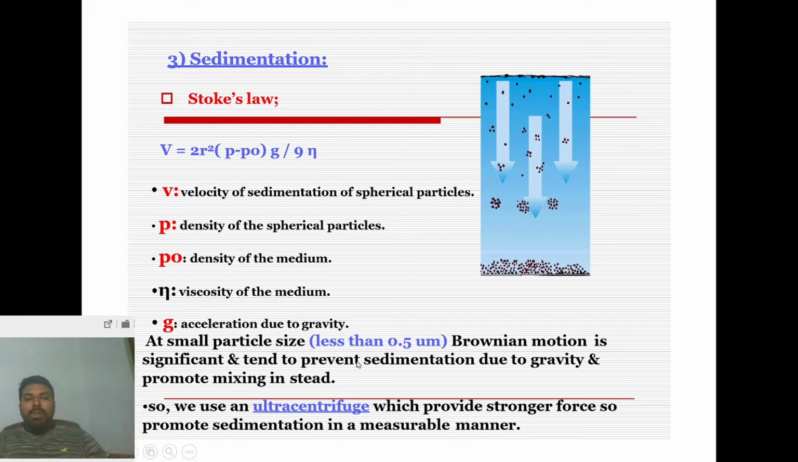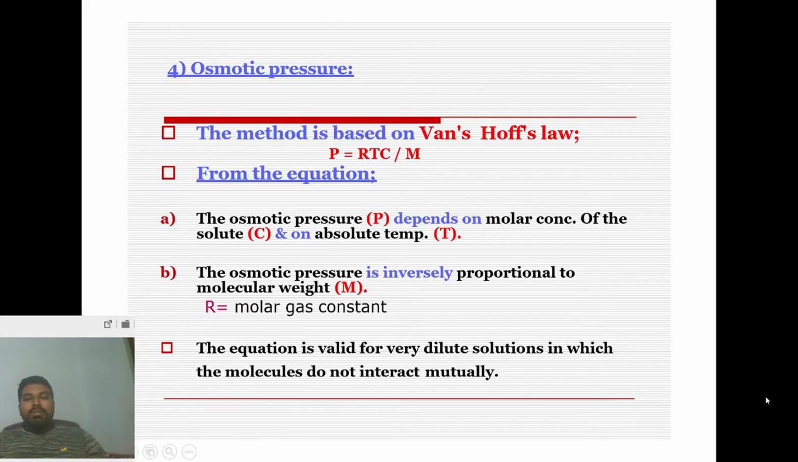At small particle size, less than 0.5 micrometer, Brownian motion is significant and tends to prevent sedimentation due to gravity and promote mixing instead. So we use an ultracentrifuge, which provides stronger force, so it promotes sedimentation in a measurable manner.